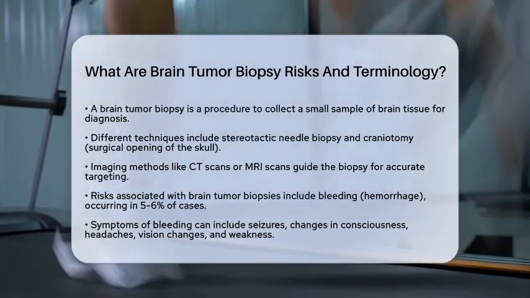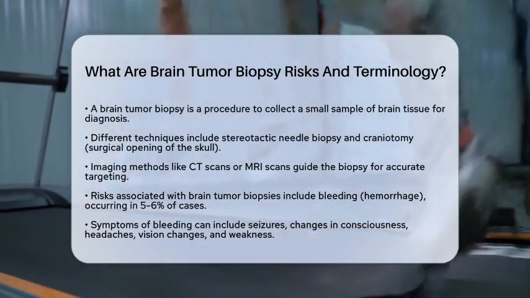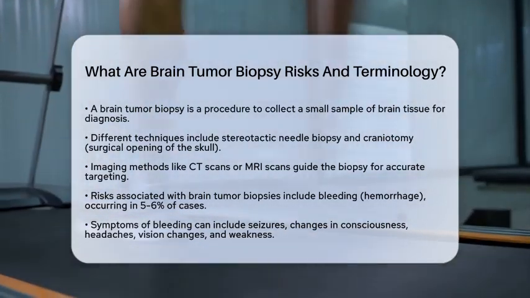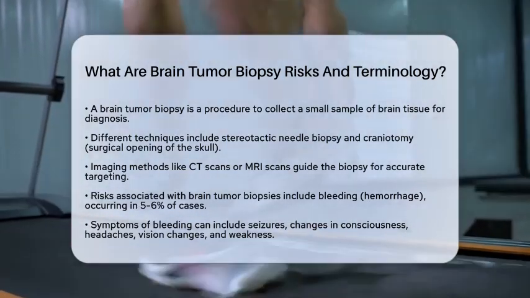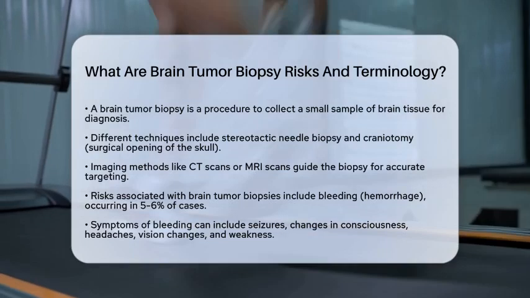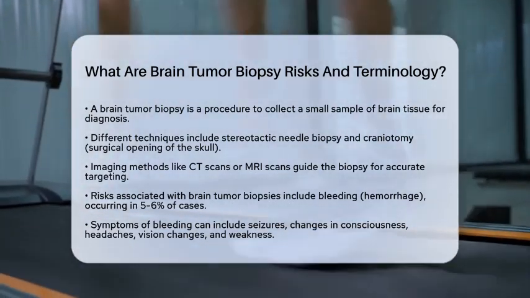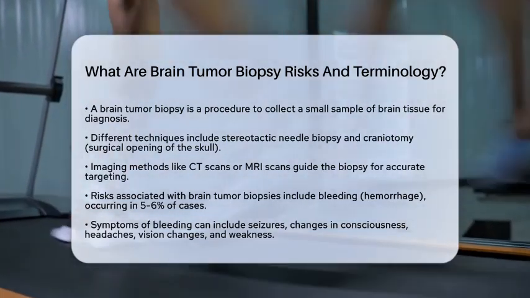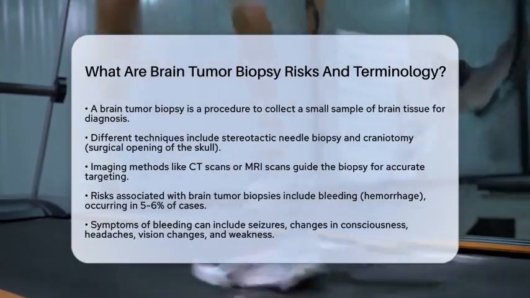type of tumor present. There are different techniques for performing a biopsy, such as a stereotactic needle biopsy or a craniotomy, which is a surgical opening of the skull. These procedures are typically guided by imaging methods like computed tomography scans or magnetic resonance imaging scans to ensure precision in targeting the tumor. While brain tumor biopsies are generally safe, they do carry some risks.